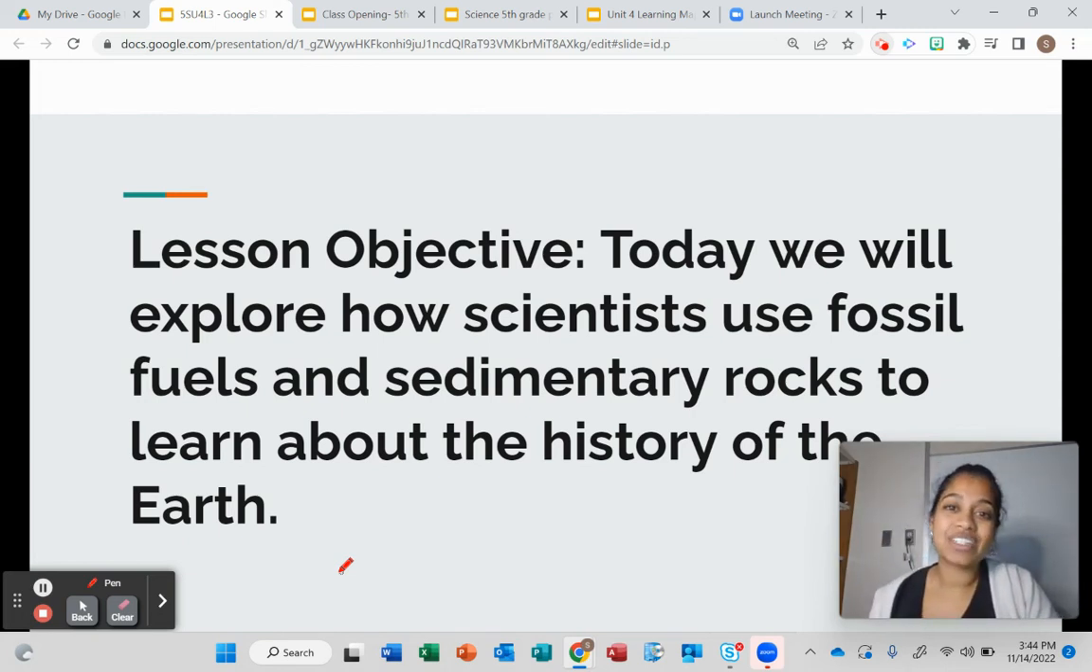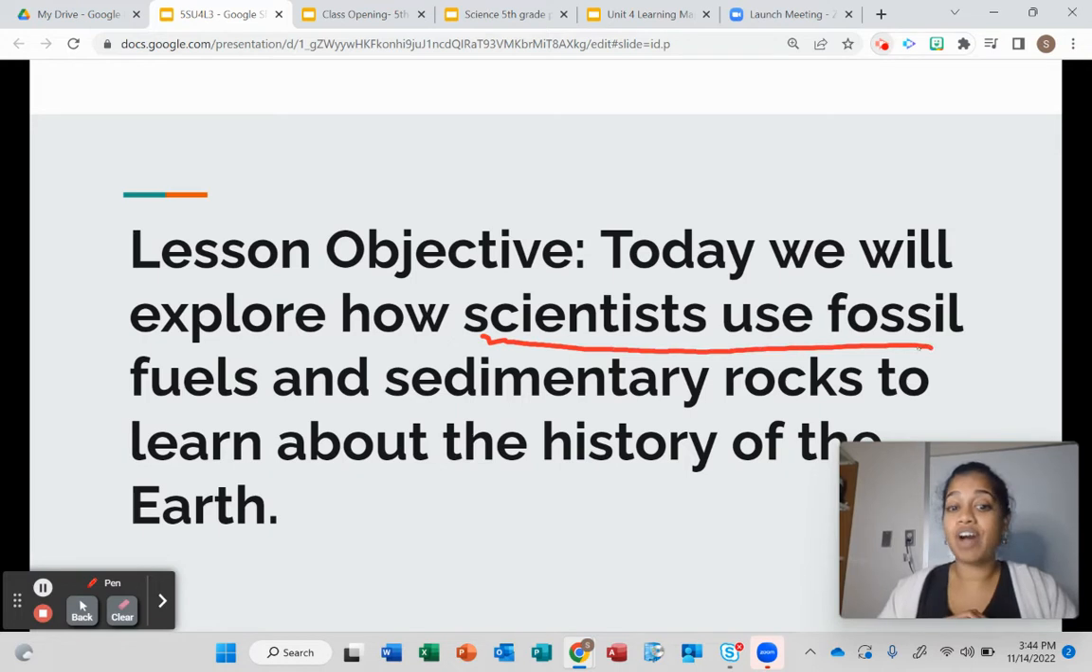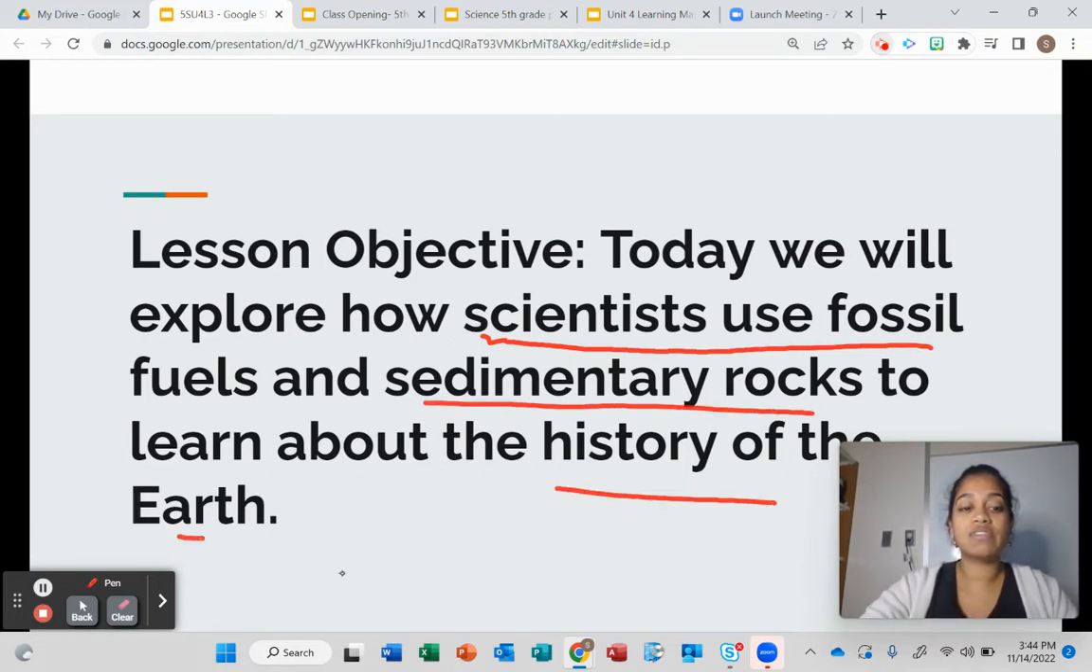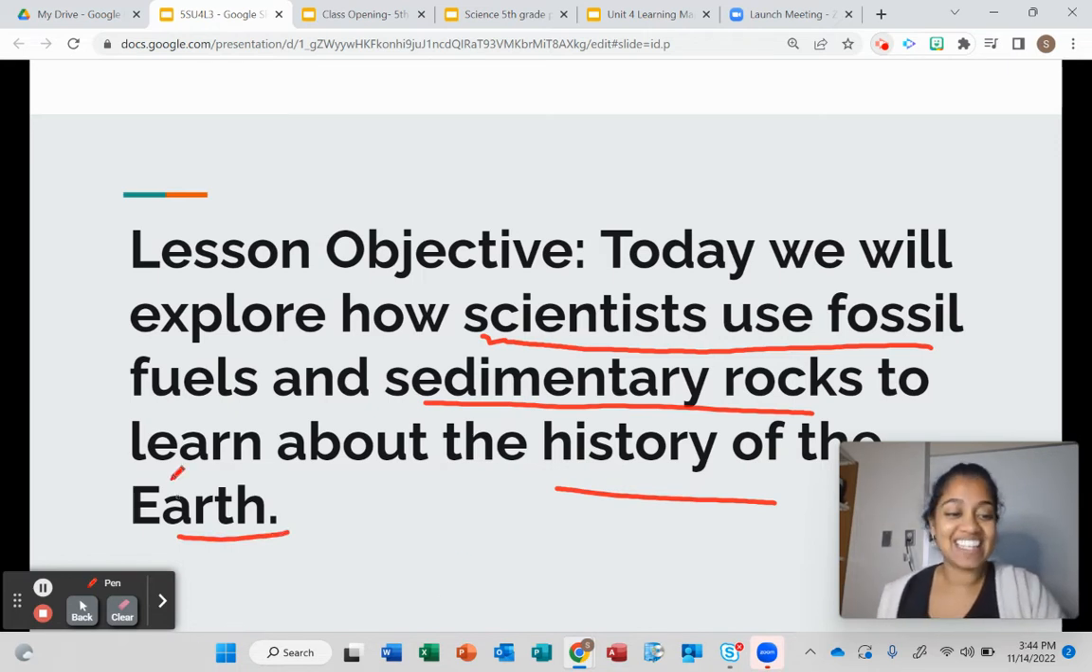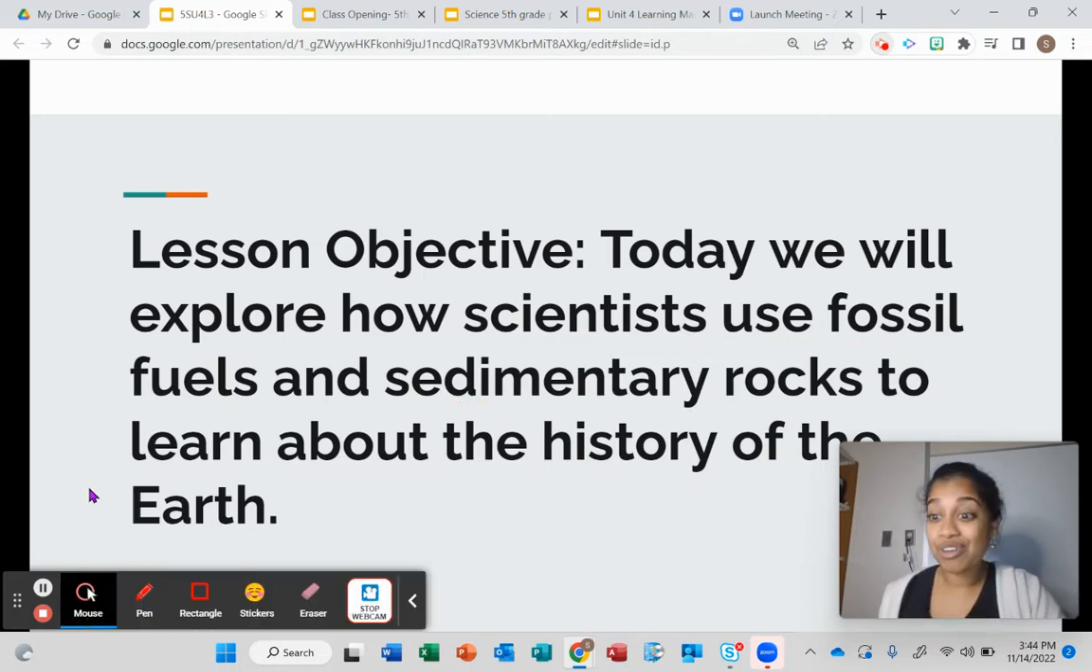Let's go ahead and go over today's lesson objective. So, today we will explore how scientists use fossil fuels and sedimentary rocks to learn about the history of the Earth. Okay, let's go ahead and go over our vocabulary.